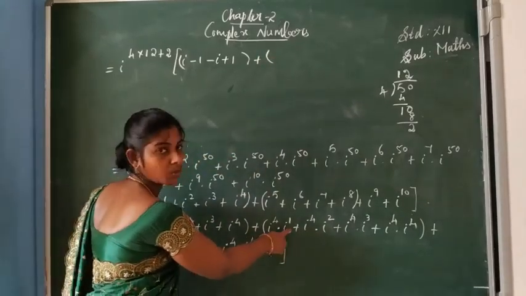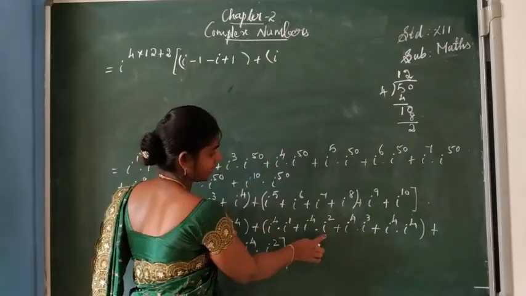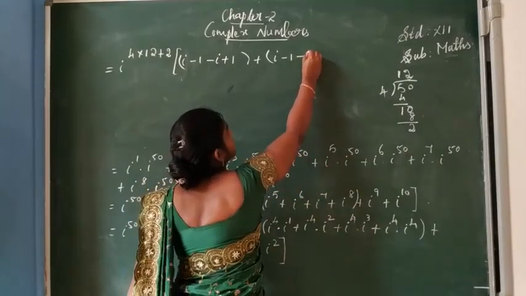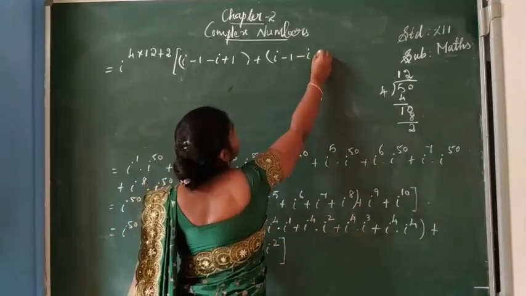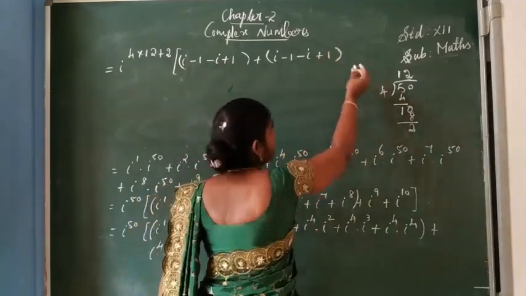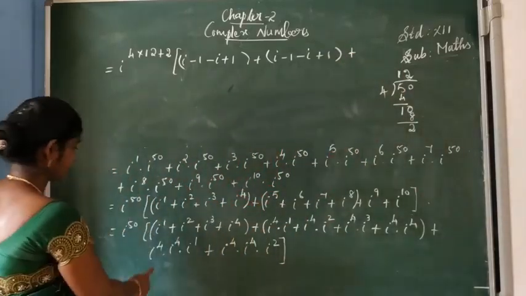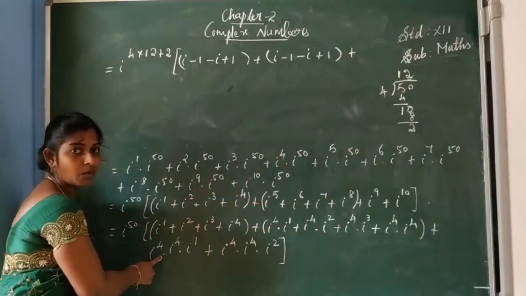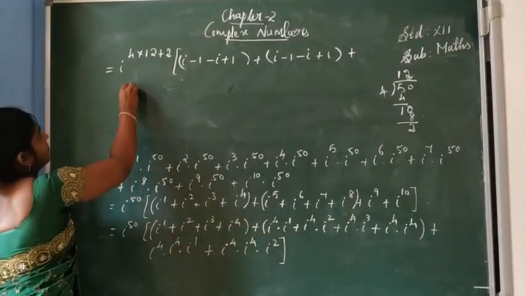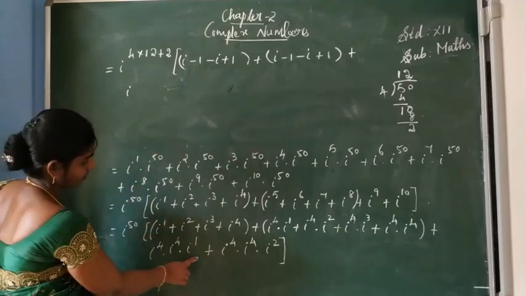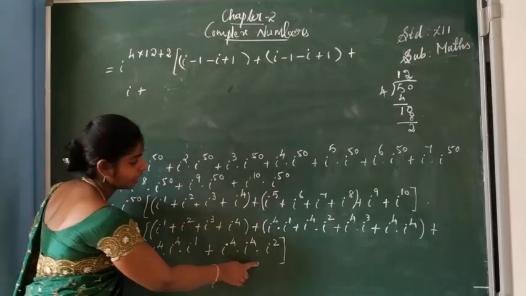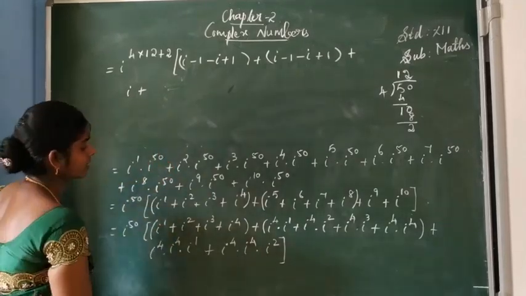So i power 1 value is i, here i square is minus 1, i cube value is minus i, plus i power 4 into i power 4, the value is 1, plus i power 4 value is 1 into i power 1, so the value is i, plus i power 4 into i power 4 value is 1 into i square, the value is minus 1.